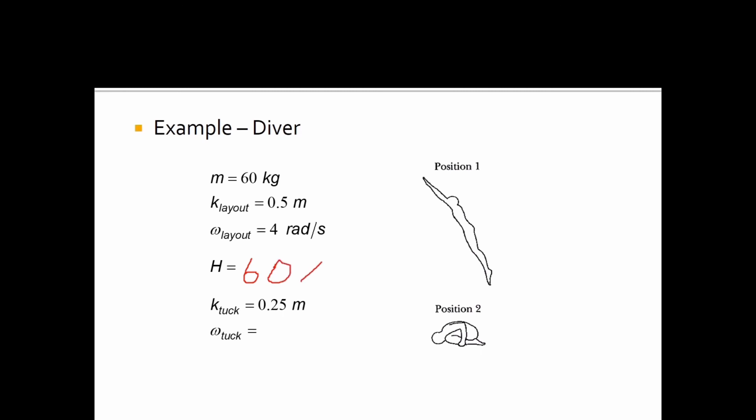Here, mass 60 times k squared, right? So 0.5 squared, this is the radius of gyration, times 4. If you calculate this using your calculator, the answer will be 60 kilogram meter squared per second.